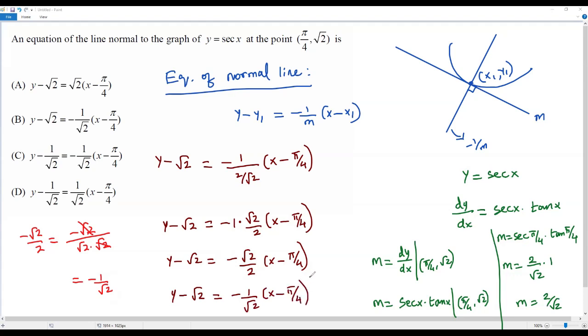Okay, now I got the equation of a line which is normal to the given graph, and we find this equation exactly in answer choice B. The correct answer choice for this question is B.